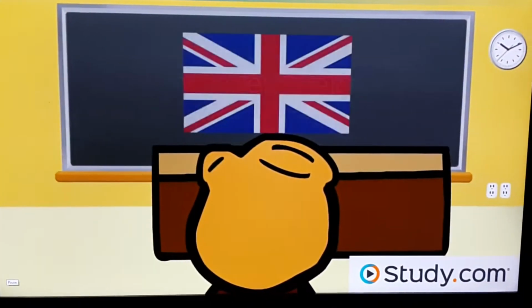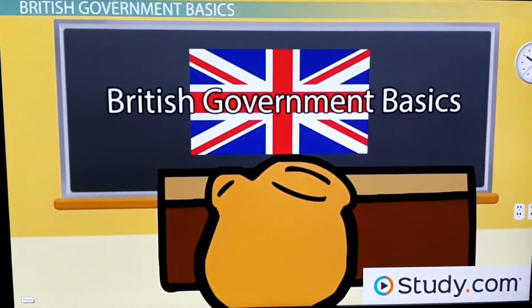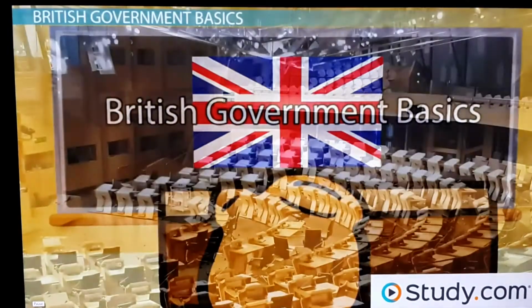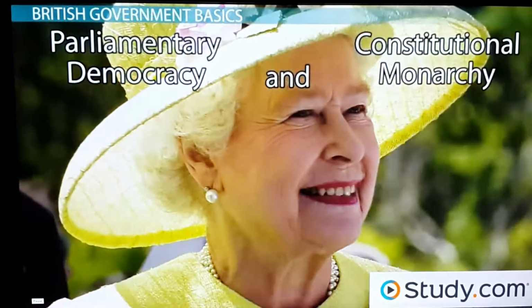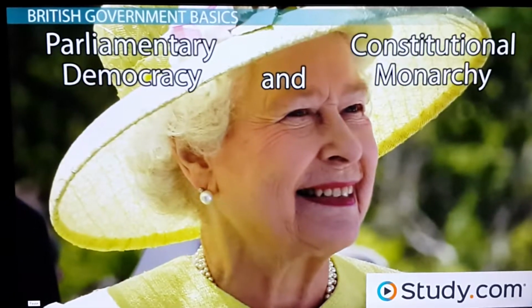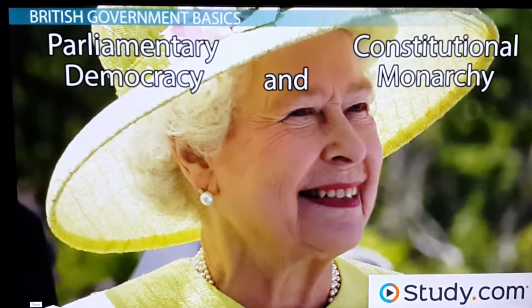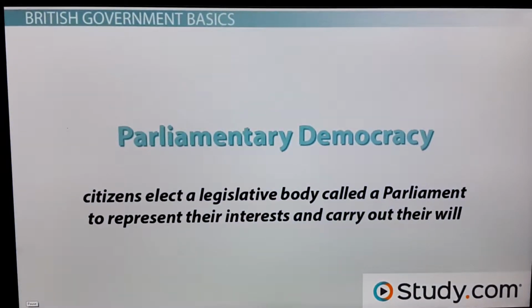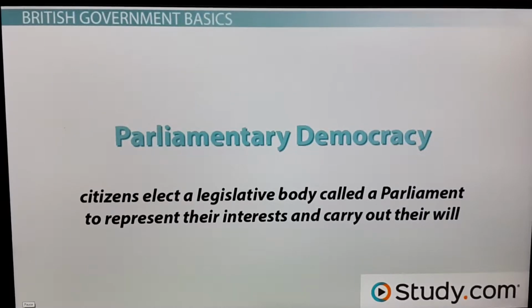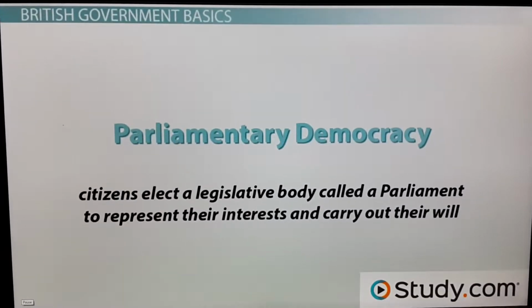For the next few minutes, we're going to take a little tour of the government of the United Kingdom. First off, you need to know that the United Kingdom is both a parliamentary democracy and a constitutional monarchy. That sounds like quite a mouthful, doesn't it? Let's break it down. In a parliamentary democracy, citizens elect a legislative body called a parliament to represent their interests and carry out their will. This is one layer of the British government.